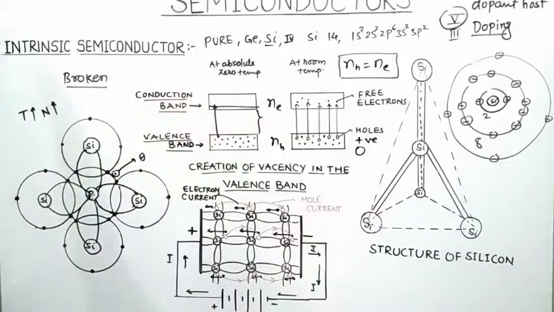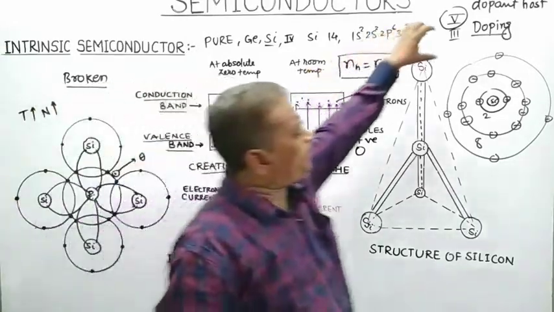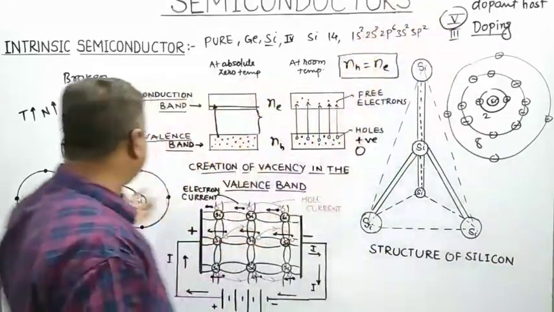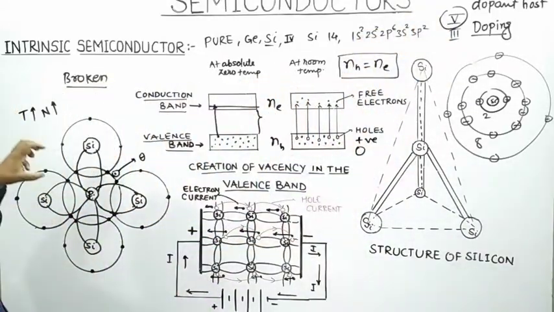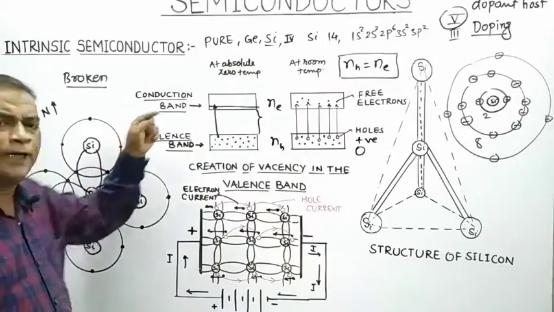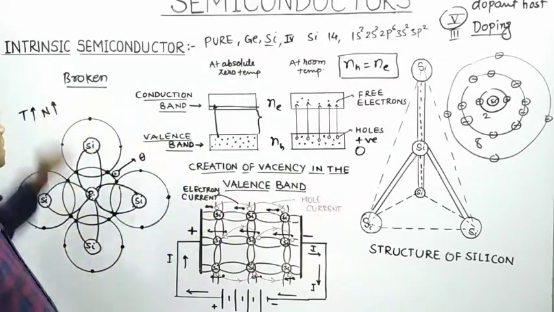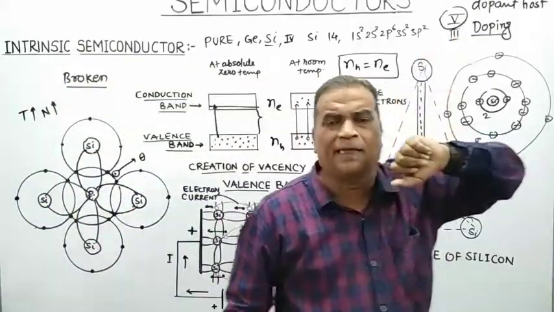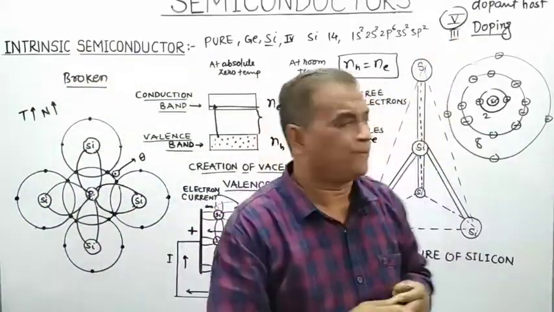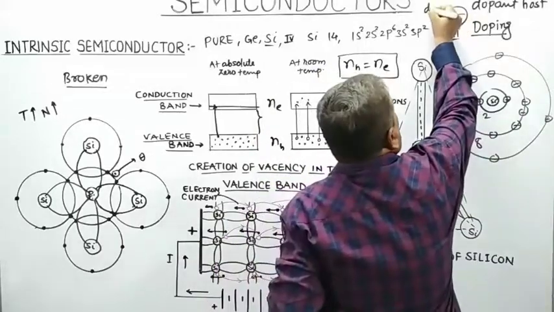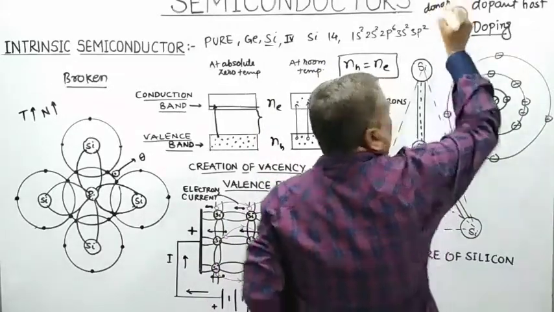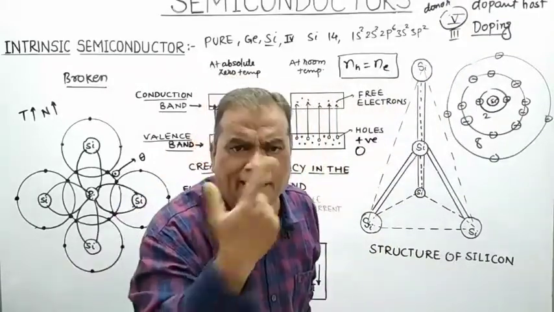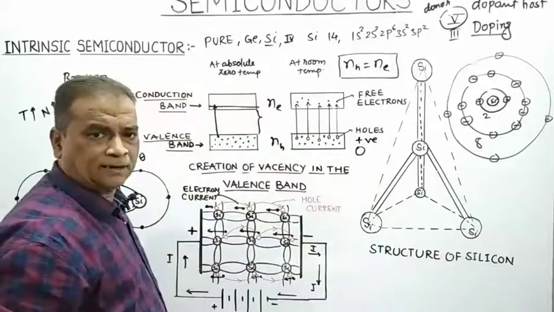Remember that as far as the doping process is concerned, when atoms belonging to the fifth group of the periodic table are added, that pentavalent impurity will donate one electron to the semiconductor. Hence that type of impurity is called donor impurity. Why is it called donor impurity? Because it will donate one electron as a free electron to a pure semiconductor.